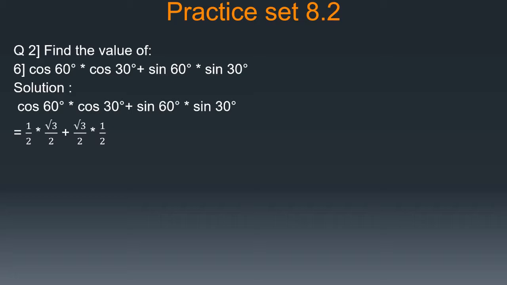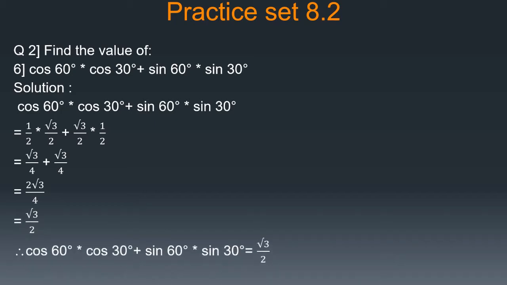Let us solve it. 1 upon 2 multiplied by root 3 upon 2 plus root 3 upon 2 multiplied by 1 upon 2. We get root 3 upon 4 plus root 3 upon 4, which means 2 root 3 upon 4. So which is equals to root 3 upon 2. Therefore, cos 60 degree multiplied by cos 30 degree plus sin 60 degree multiplied by sin 30 degree is equals to root 3 upon 2.